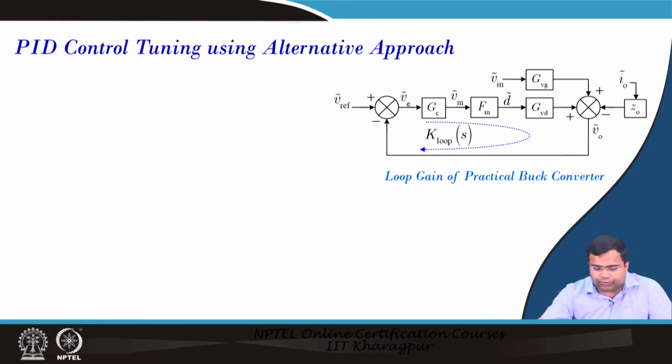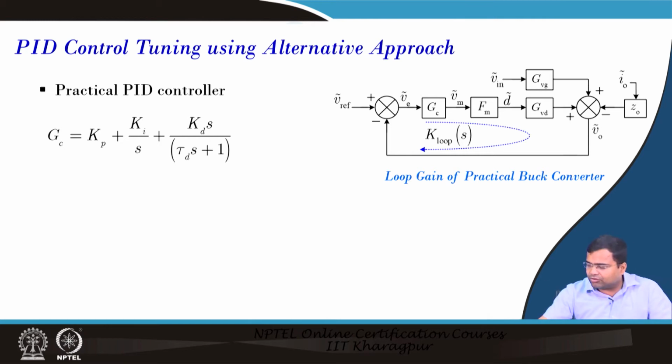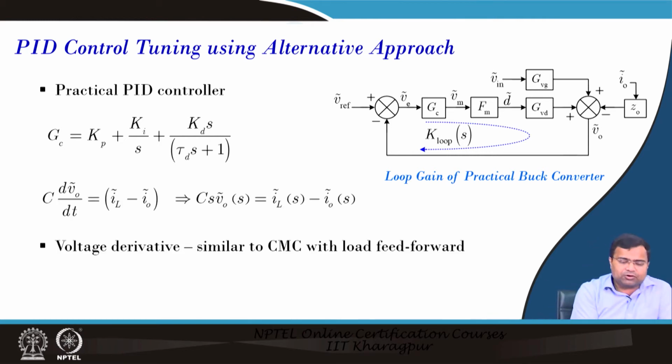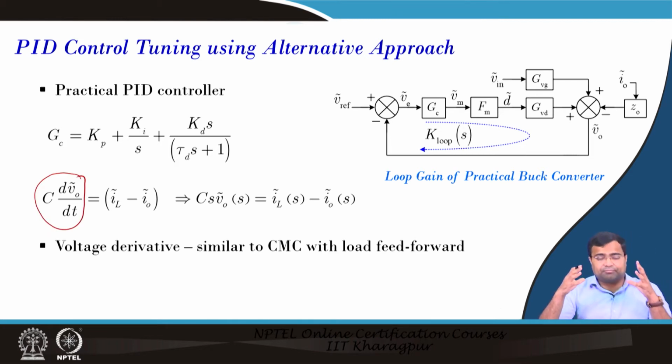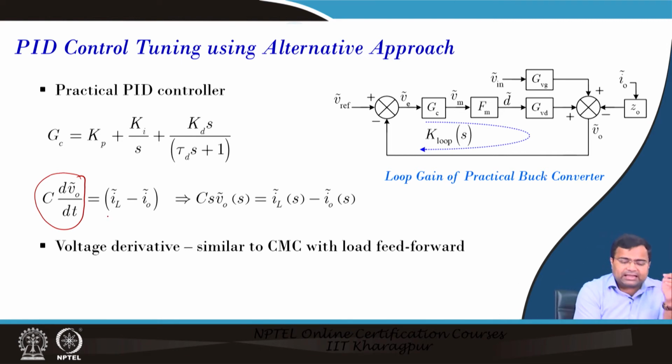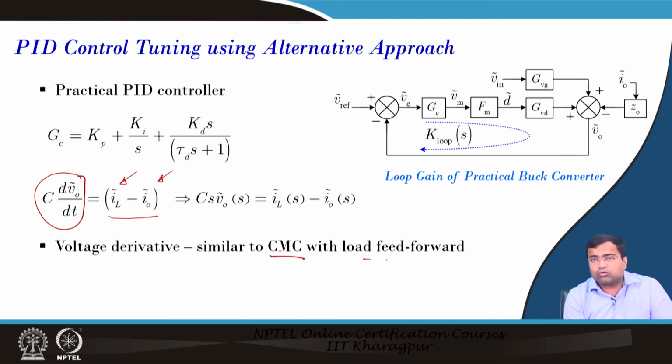Now, an alternative approach, again the same PID controller, but in this case if you look at C dV/dt in the small signal range, this is nothing but the capacitor current for the buck converter, and that will be IL minus I0. That means the derivative of the output voltage will carry the information of the inductor current as well as the load current. So that means it inherently provides something similar to current mode control with load feed forward. Now we want to take the advantage of this.